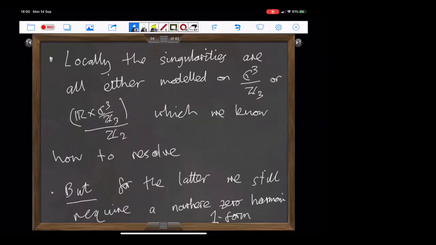And locally, the singularities of this compact orbifold are either modeled on C3 mod Z3, which we know how to resolve, or the further quotient by our involution, which we also now know how to resolve. However, in order to do this last step, we still require the existence of a nowhere zero harmonic one form, whereas we've only written that harmonic one form down in a local model.